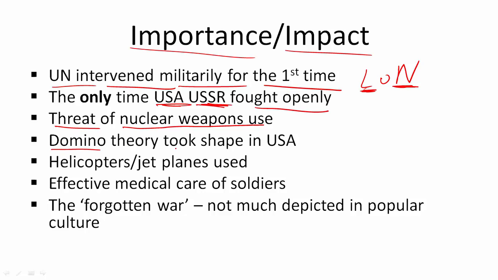Then the domino theory took shape in the USA. Domino theory means that, see, these are dominoes. If this falls, then this will also fall, and this will also fall. So US policymakers said that if one country becomes communist, then the other countries around it will also become communist. They said that now that China is a communist country after its civil war in 1949, and North Korea also is a communist country, they will try to bring Vietnam, Laos, Cambodia, all of these countries into communism. So this domino theory was one of the biggest reasons that they intervened in Vietnam later.